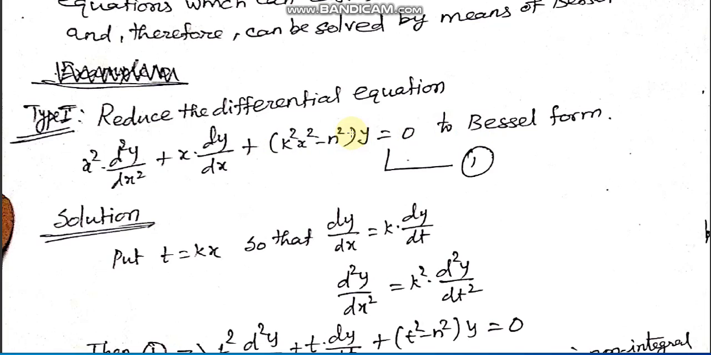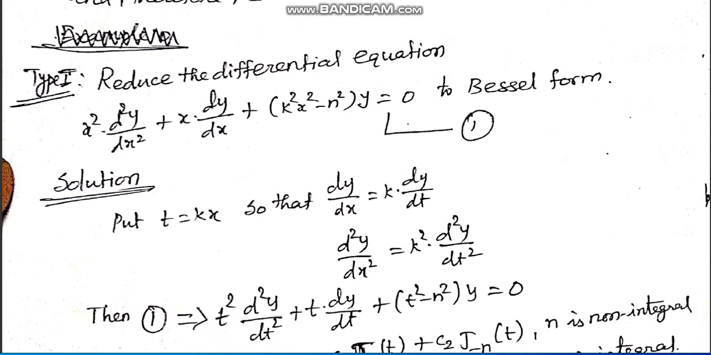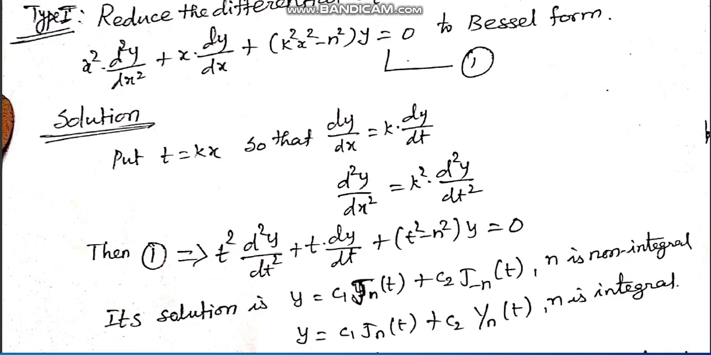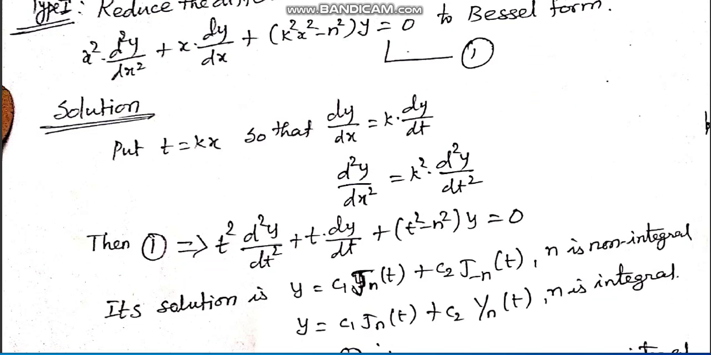Let this be equation 1, and now let t equal to kx such that dy by dx equals k into dy by dt, and d square y by dx square equals k square into d square y by dt square, from our assumption t equal to kx. Then equation 1 becomes, on substituting dy by dx and d square y by dx square: t square into d square y by dt square plus t into dy by dt plus (t square minus n square) into y equal to 0.